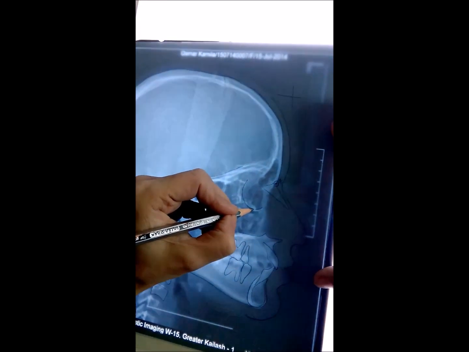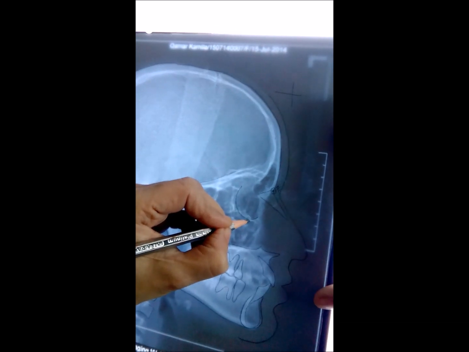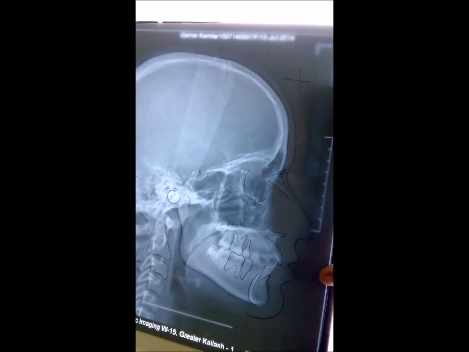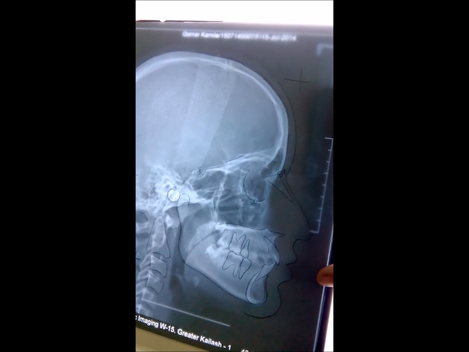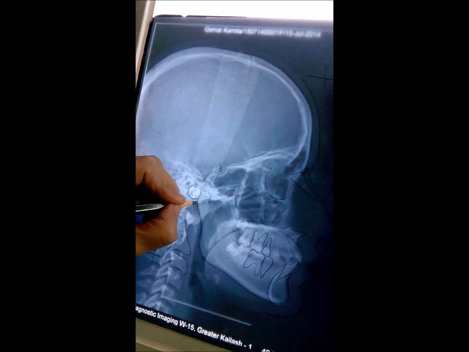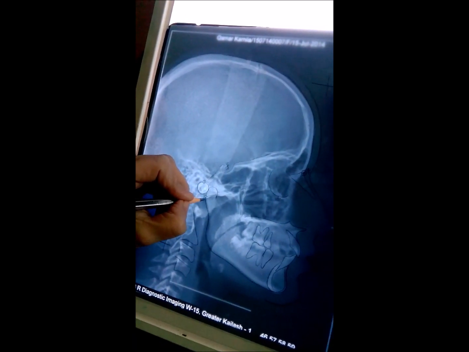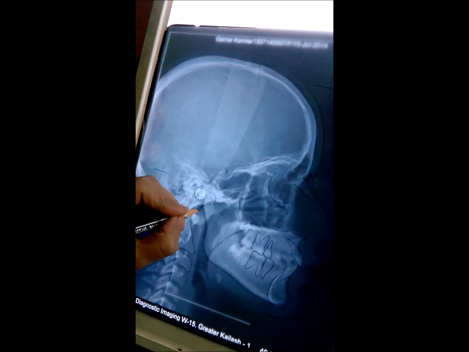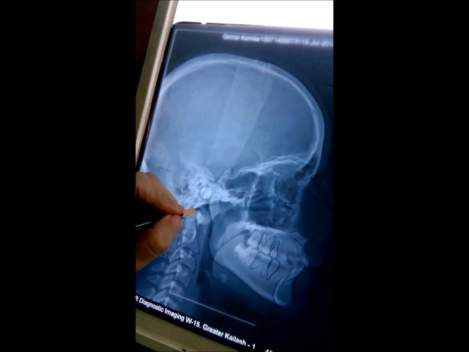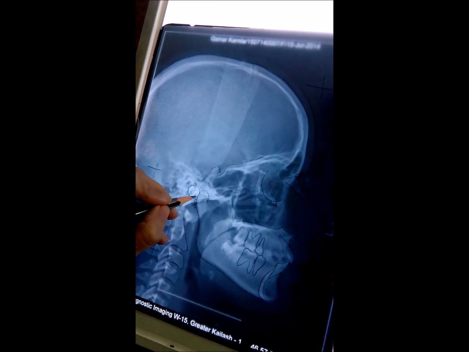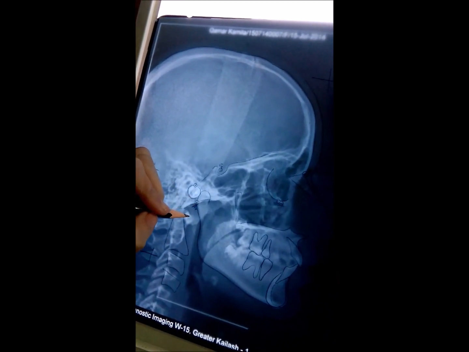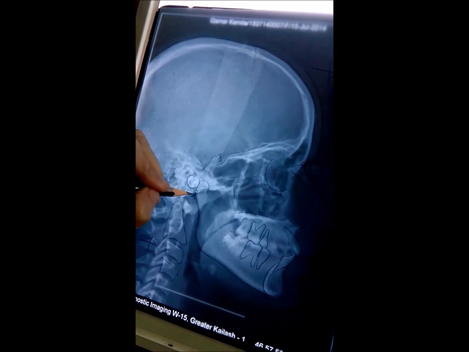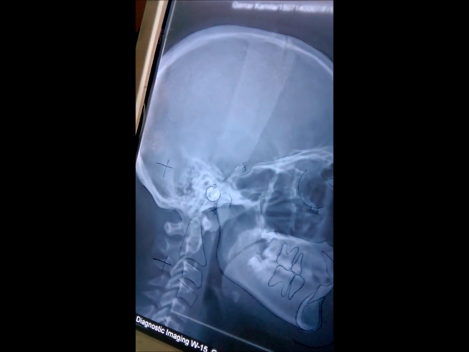Orbitale. This is the orbitale. This is the lowest point on the inferior rim of the orbit. Then the articulare. This is the articulare. Let's mark it here. Orbitale. Then articulare. A point at the junction of the posterior border of the ramus and the inferior border of the posterior cranial base. This is the point articulare.